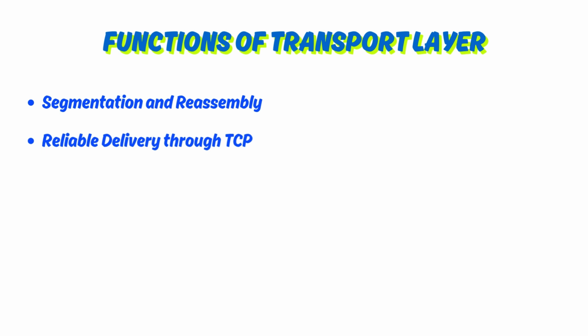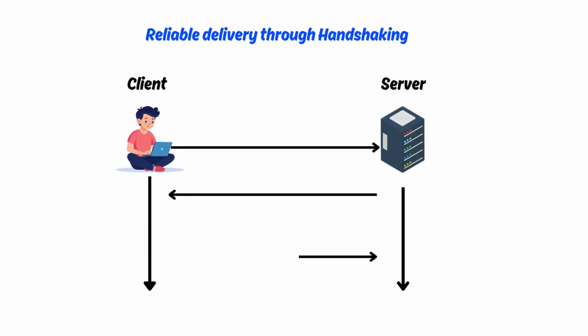Another functionality provided by the transport layer is reliable delivery using TCP connection. It ensures every packet reaches its destination using acknowledgement. This layer of the OSI model uses a three-way handshaking mechanism for reliable communication. Initially, the synchronize packet is sent by the client. Then in response, a synchronize acknowledgement packet is sent to confirm that the server is ready for communication. And finally, the communication gets started between them.